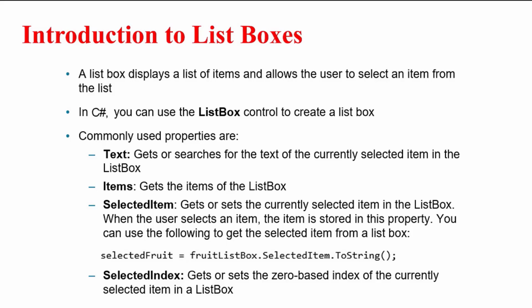You can use the following to get the selected item from the list box, and that code is like selectedFruit equals whatever the name of the list box is, fruitListBox.SelectedItem.ToString(). That's going to convert whatever item is selected and put it in the variable selectedFruit. SelectedIndex gets or sets a zero-based index of the currently selected item in the list box.